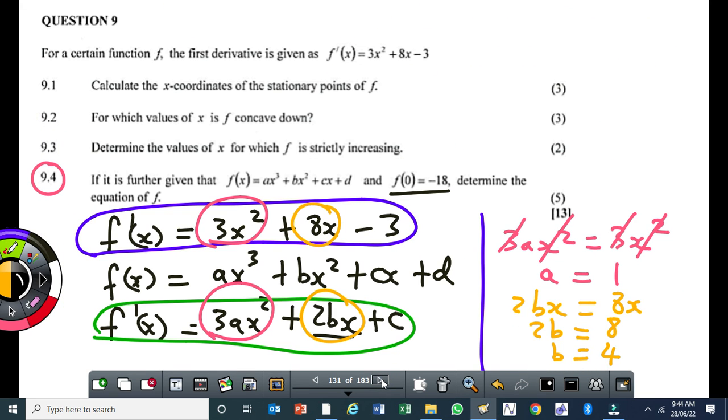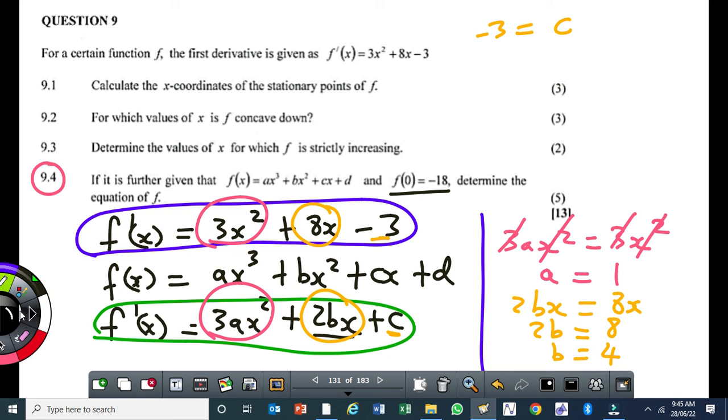And then we need c, obviously. So minus 3 is going to be equal to cx. Minus 3 is going to be equal to c. We are comparing this and that. You see that? So c is going to be what? Minus 3. Therefore, our equation is going to be f of x.